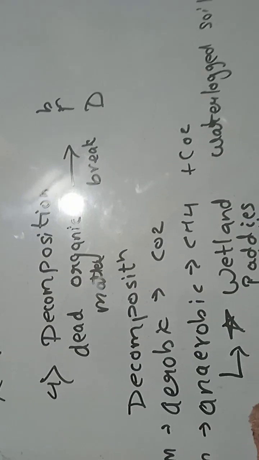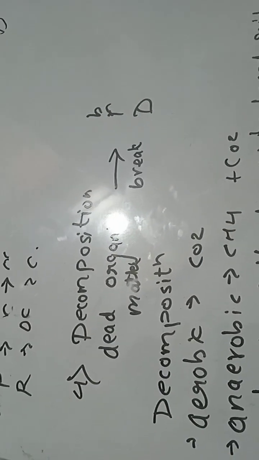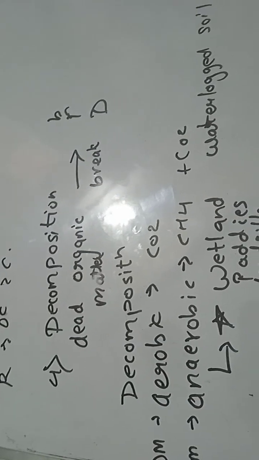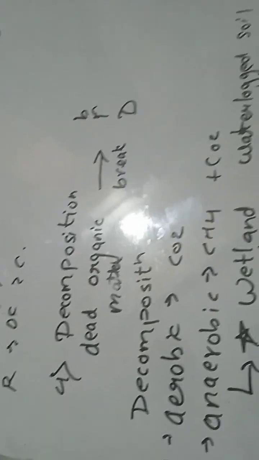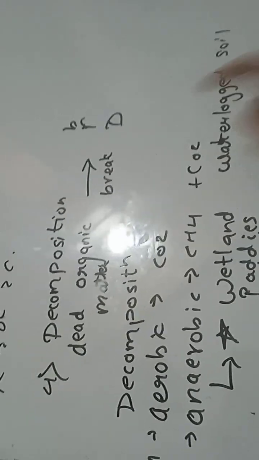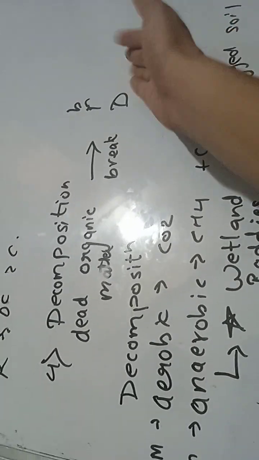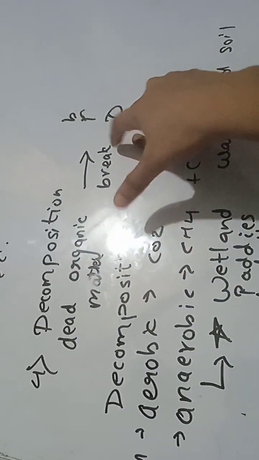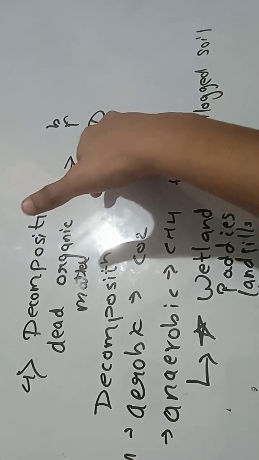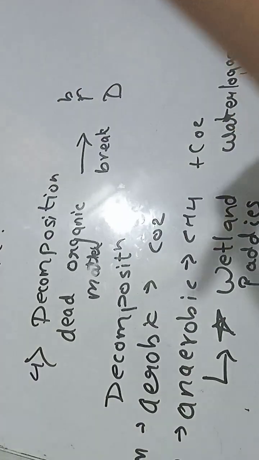Now comes the fourth process, that is decomposition. Suppose we die, and the organisms, say plants, say animals, say humans, they all die. Dead organic matter is broken down by decomposers. These decomposers are bacteria and fungi and other decomposers as well. They break the organic matter and return it back to the environment, to the soil, to the atmosphere.